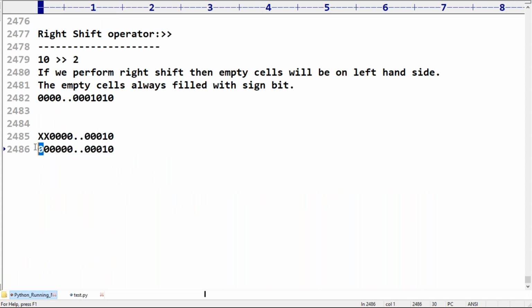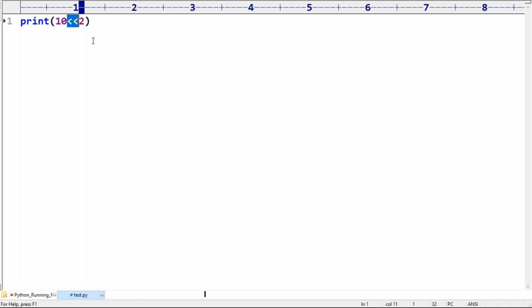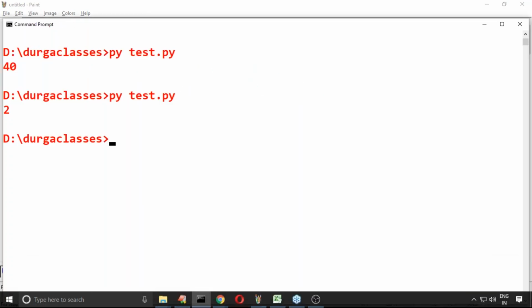Sir, the most significant bit is 0, means positive number. Remaining bits represent the value directly. So the remaining bits are 1 0. What is the equivalent value of 1 0? Please confirm. Yes, 1 0 means 2. So plus 2 is the answer. Now observe right shift 2. The output we are going to get is 2 itself. A bit dangerous thing. Please take special care about these things.